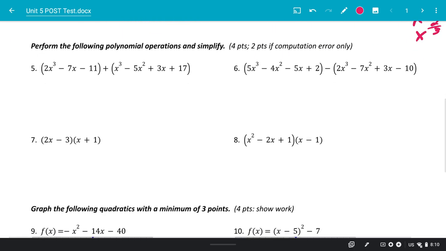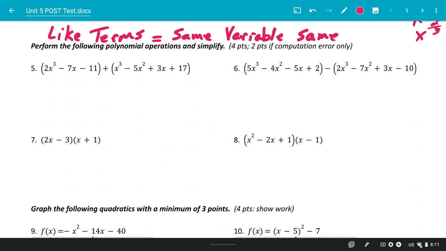Next, perform the operations. Now, we need to do a better job of identifying the like terms. What are like terms? It's the same variable to the same degree. Okay, same variable to the same degree. So, number 5, I have this to the third power. Over here is 1 to the third power. So now all I have to do is add or subtract the coefficients. So 2 plus 1 is 3x cubed.